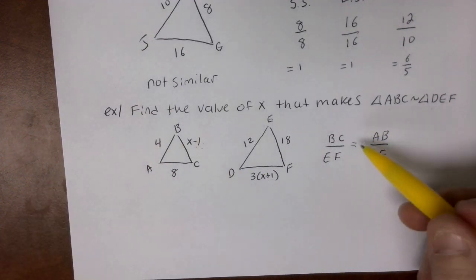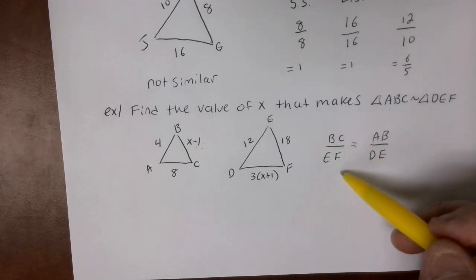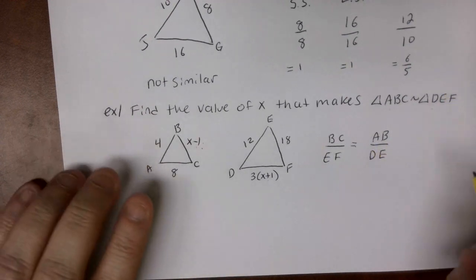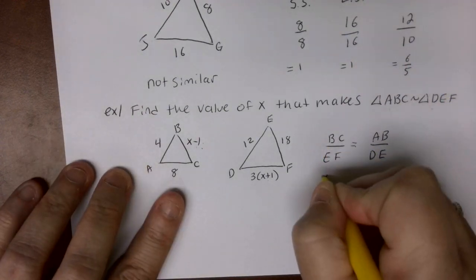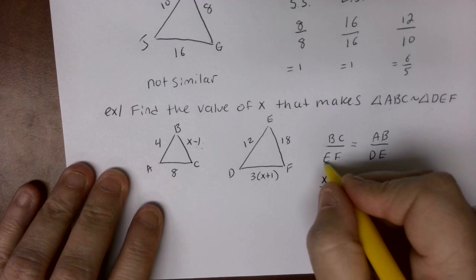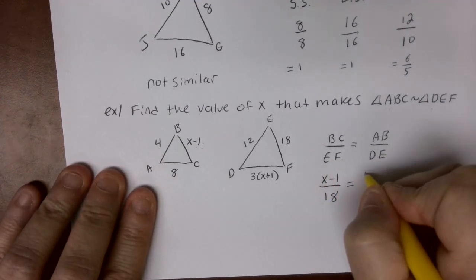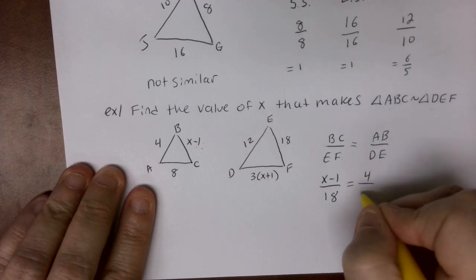And you don't have to write this step. For some, it kind of helps to be able to write out which parts match which, so that all you have to do is fill in the numbers. So B to C was x minus 1. E to F was 18. A to B is 4. And D to E is 12.